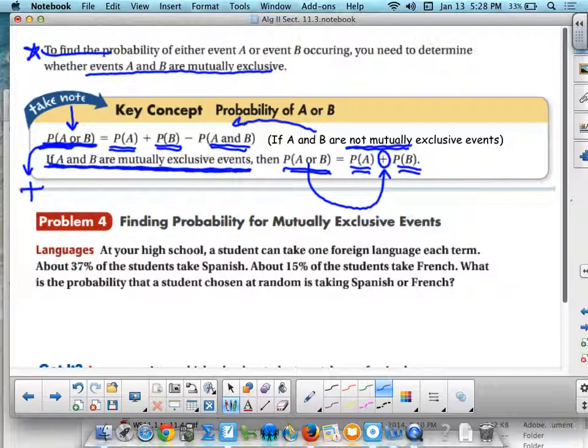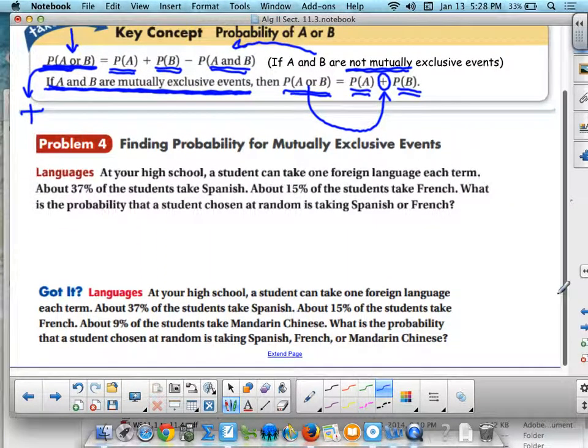Okay? All right, so let's just move on quick. Let's get this going. Here we go. Finding the probability for mutually exclusive events. Mutually exclusive events just means these two events cannot happen at the same time.